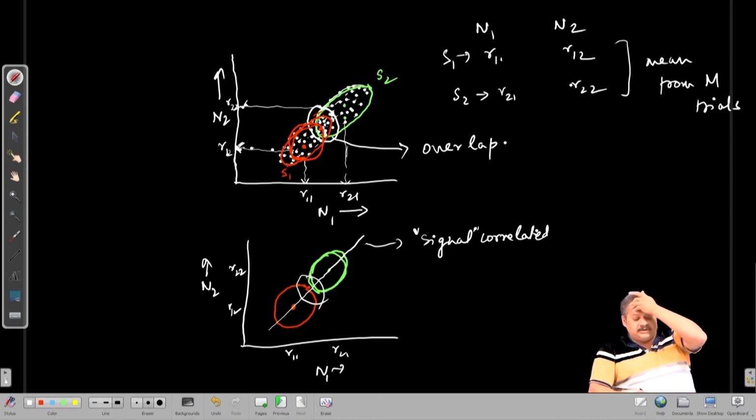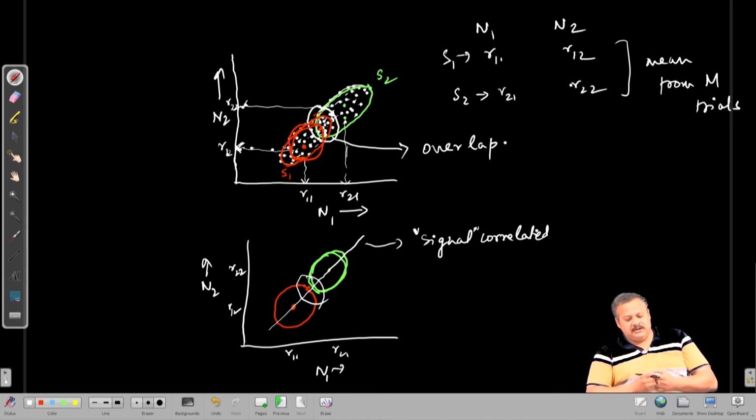So for positive signal correlations in such a scenario, if there is a drop in noise correlation, then we will have an improved decodability of the stimuli. That is, based on the pairs of responses, the degree of overlap between the response pairs is going to be reduced. This is the case where the mean response pairs are positively correlated.